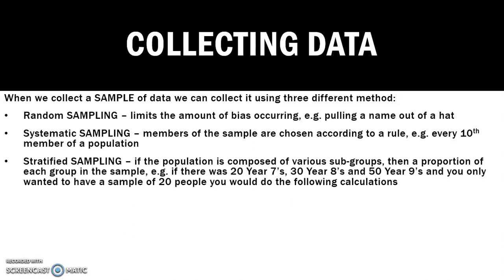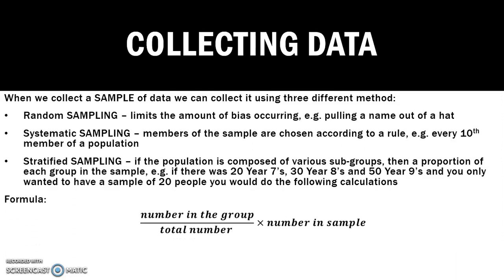And stratified sampling. So this is if the population is composed of various subgroups, then a proportion of each group is chosen in the sample. E.g., if there were 20 year 7s, 30 year 8s, and 50 year 9s, and you only want to have a sample of 20 people, you would do the following calculations. So we use the formula of the number in the group over the total number times the number in the sample.